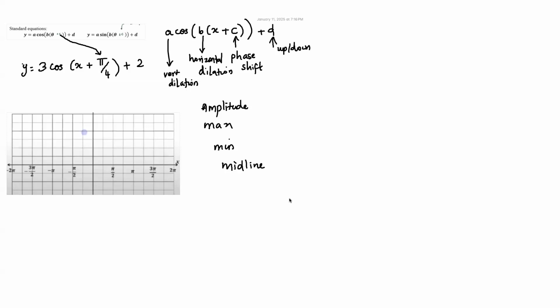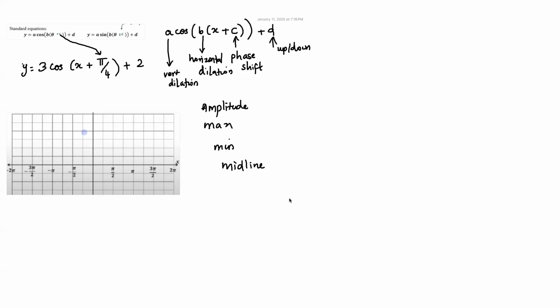Min will be... see, the midline is at 2. You know the amplitude is 3, which means it goes up 3. Min should come down 3 units from 2. So where will this be? -1. Why? We have the midline at 2, and it has to come 3 units down: 1, 0, -1. Am I making sense?